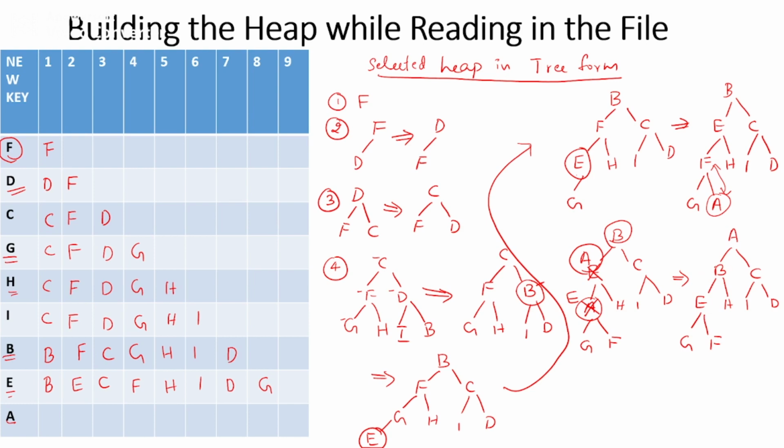So how can we read it? I can read it as A, B, C, then the next level E, H, I, D, next level G and F. So this is your heap. So this array is nothing but it is sorted using heap sort technique. So this is how you are going to build the heap while reading in the file.